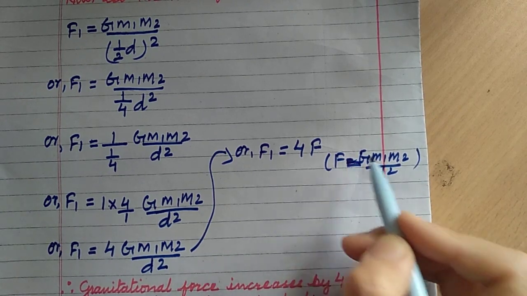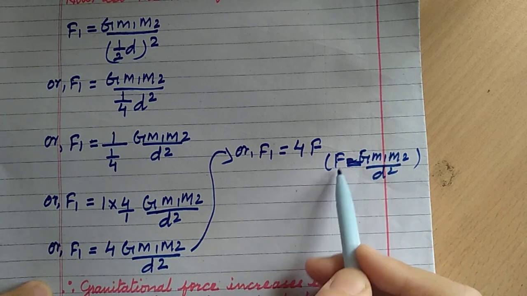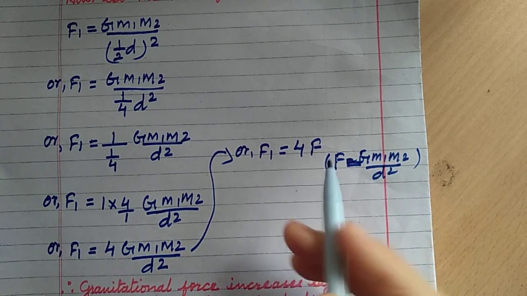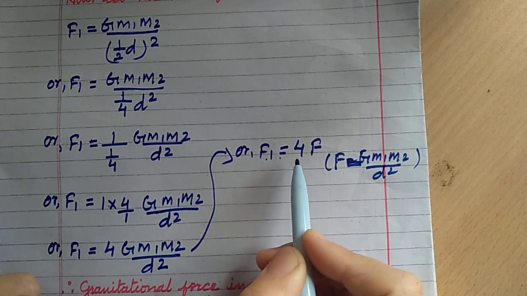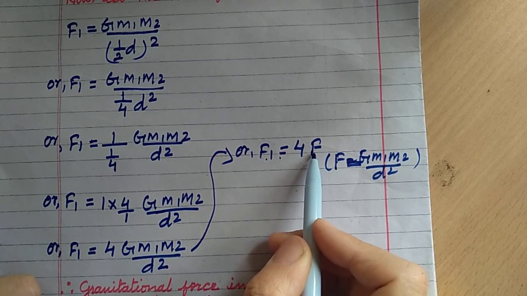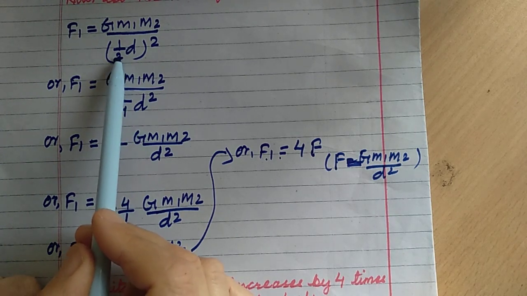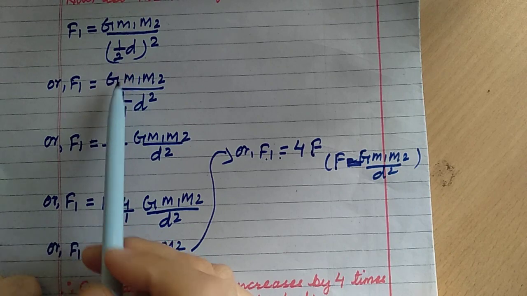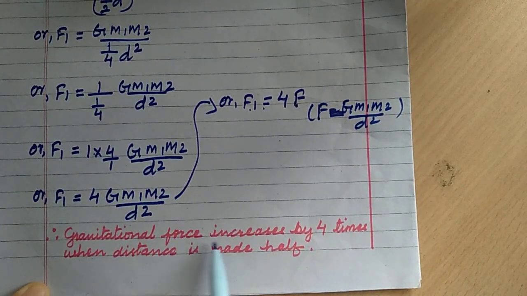The equal sign should be here in the middle. So F is equal to G m1 m2 divided by d square, and in place of this you can write F over here. Now the new force F1 is equal to 4 times the previous force, when the distance is made half between their centers. So you can write the answer statement this way: therefore, gravitational force increases by 4 times when distance is made half between their centers.